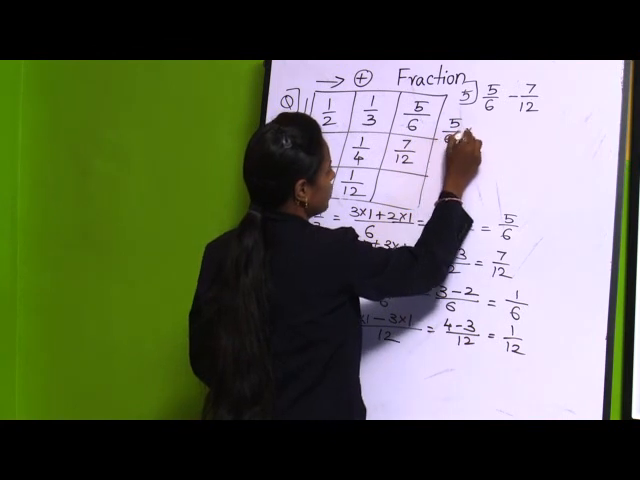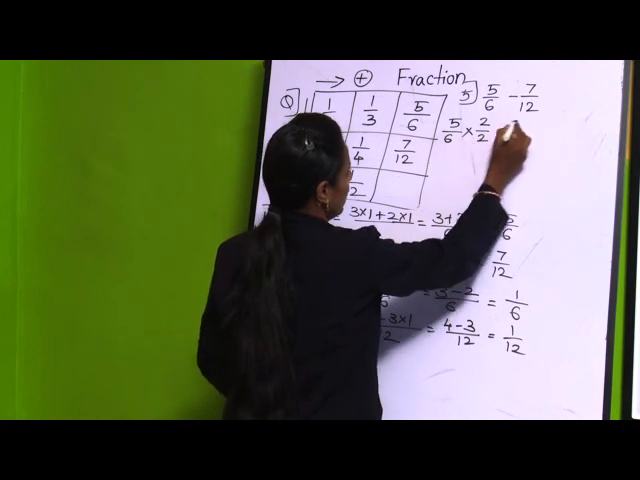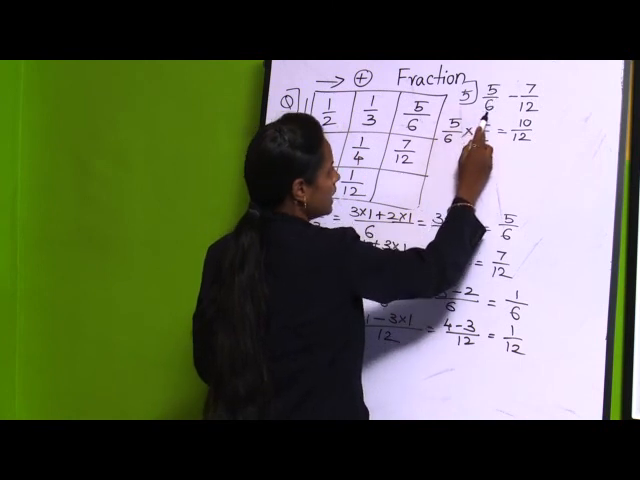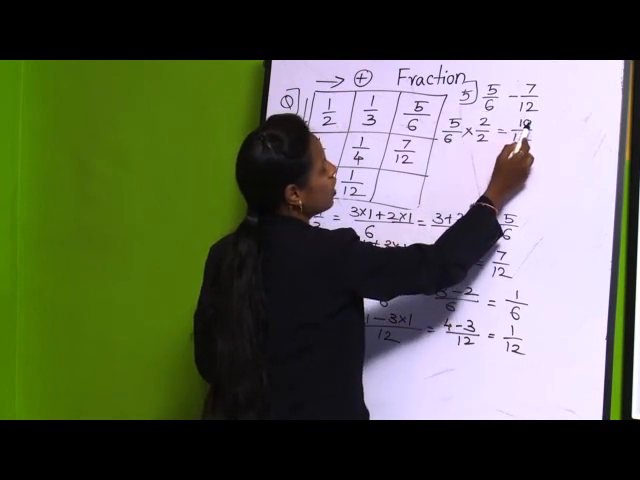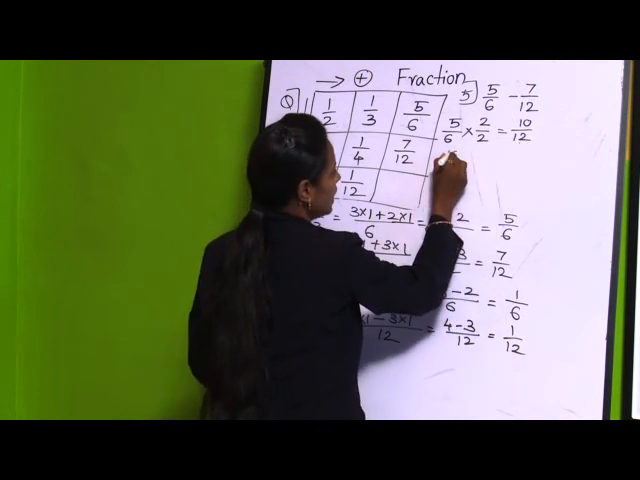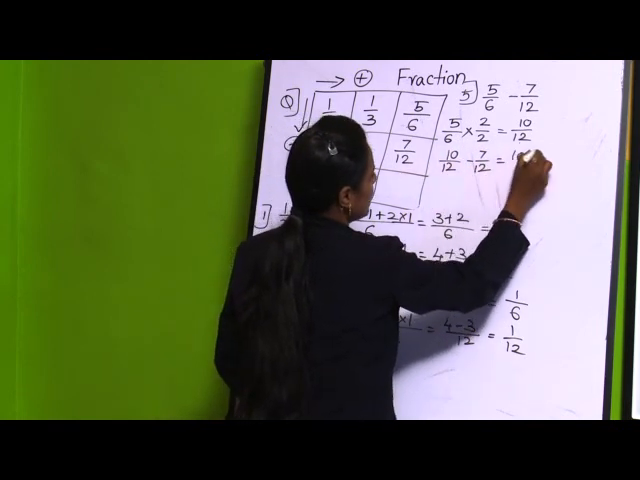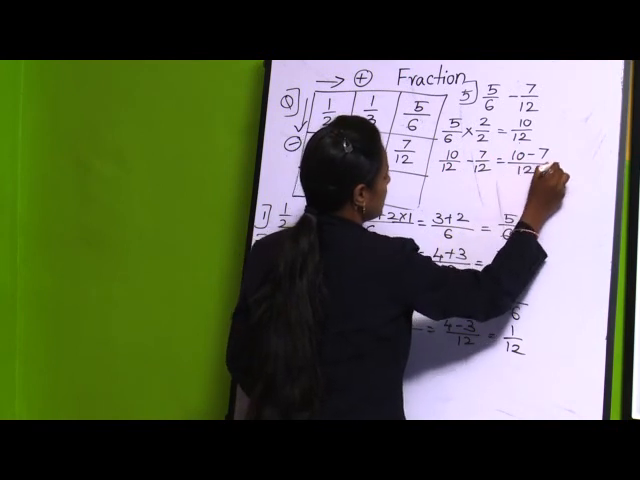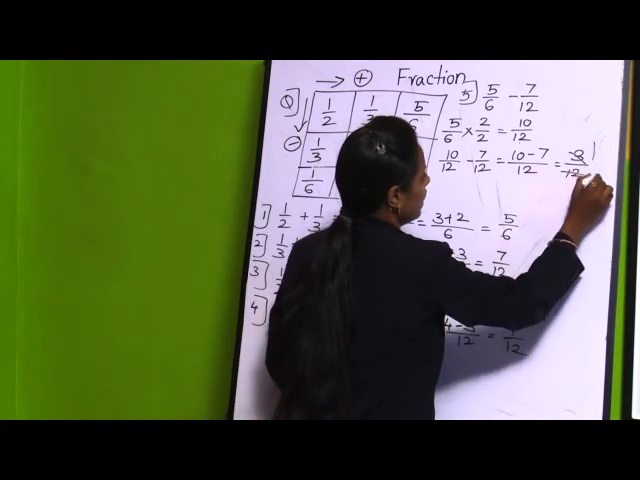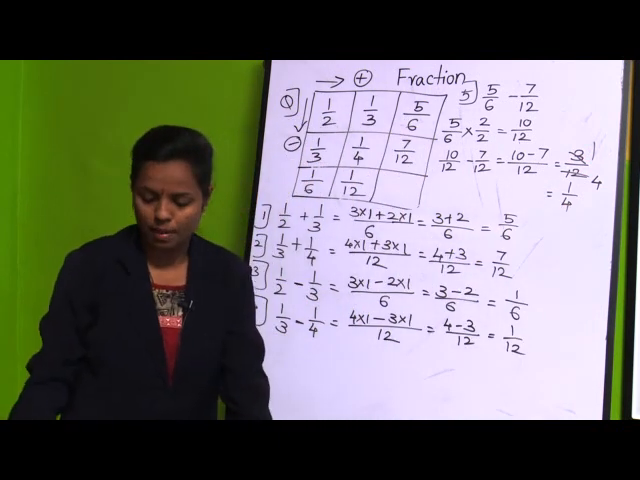See, 5 by 6, we have the LCM 12. So 5 2s are and 6 2s are. So 5 2s are 10 and 6 2s are 12. So now for 5 by 6, we have taken the equivalent fraction and we got the answer as 10 upon 12. And here we have 7 upon 12 already. So 10 upon 12 minus 7 upon 12, that is 10 minus 7 upon 12 is equal to 3 upon 12. So we have 3 ones are 3 and 3 fours are 12. Answer is 1 by 4.